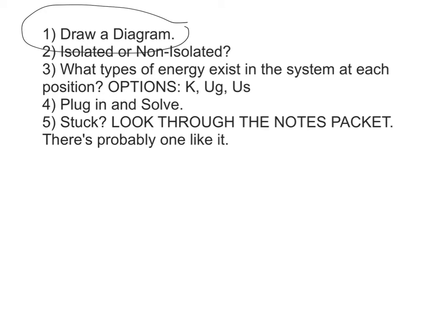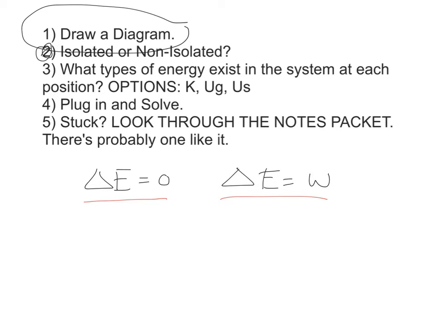All right, the next thing that you've got to do as you're trying to solve the problem is decide if it's an isolated or a non-isolated system, meaning do you start with delta E equals 0 or delta E equals work? If there aren't any non-conservative forces there, then you're going to go with delta E equals work. On the other hand, if it seems like it's only gravity or springs, then you've got an isolated system. Only conservative forces act.